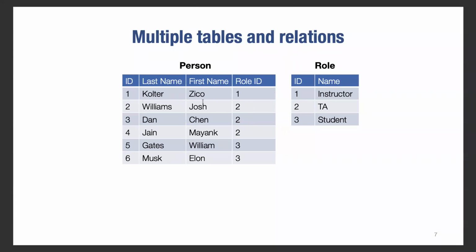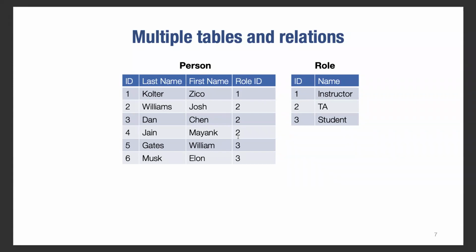In other words, Zico Coulter with role ID 1 is an instructor. That is how you read these relationships. Josh Williams with role ID 2 is a TA, a teaching assistant. And William Gates, who is role ID 3, is a student. You can also see that each person has a unique role, but this role can fall to multiple people. We're going to get back to that further down the line. But this is how you explain relationships between entities.